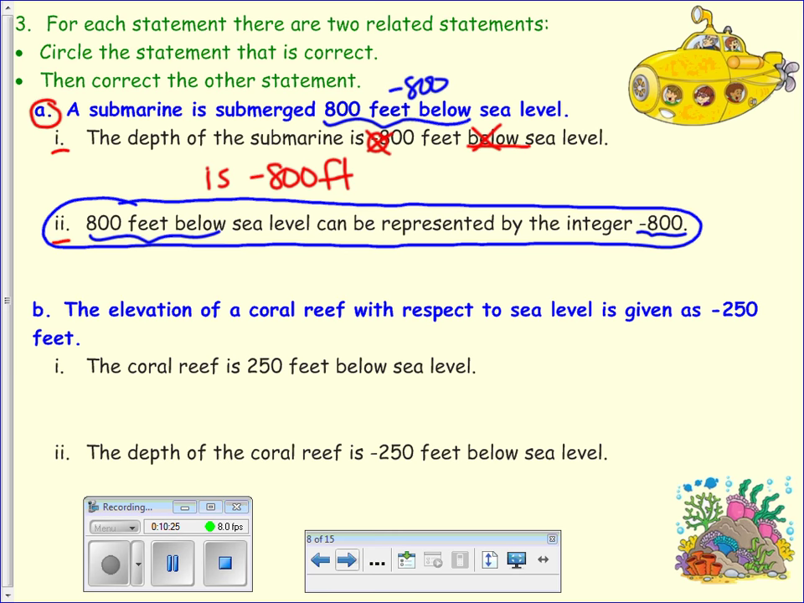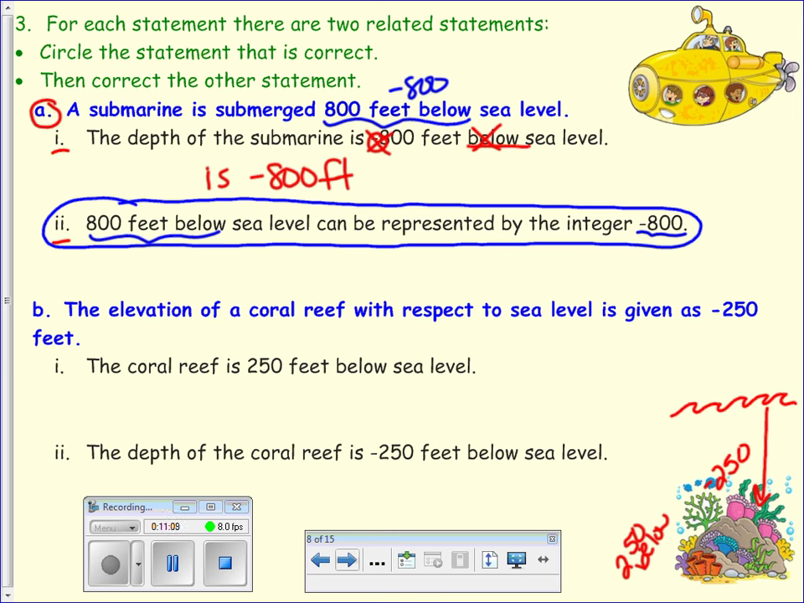All right, Sophie, the elevation of a coral reef with respect to sea level is given as negative 250 feet. So which sentence correctly describes that? The coral reef is negative 250 feet. So here's the water, those are the waves. And that is negative 250. Or we could say it's 250 feet below. That or that, not both. So thumbs up if it's I, thumbs down if it's II, thumbs in the middle if you have no idea.